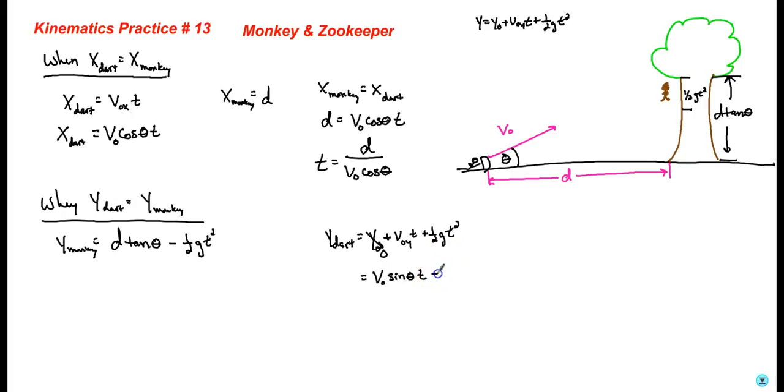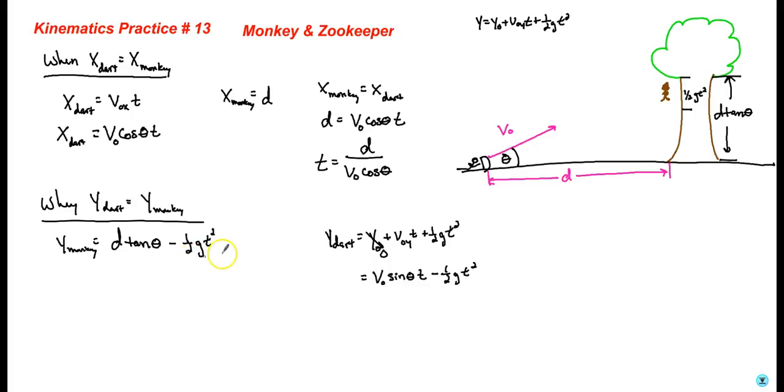And then I'm going to make this a minus 1/2 gt squared. What I've really done is, we know that g is -10. So all I've done is pull the negative sign out of the g to make this minus. So now instead of being plus 1/2 times -10 t squared, it's now minus 1/2 10t squared. Okay? So these are the two situations that we have.